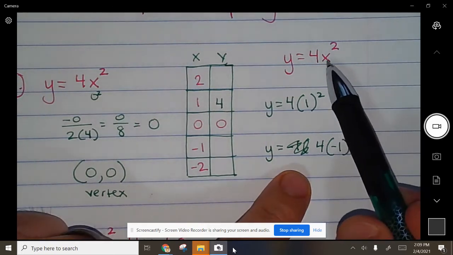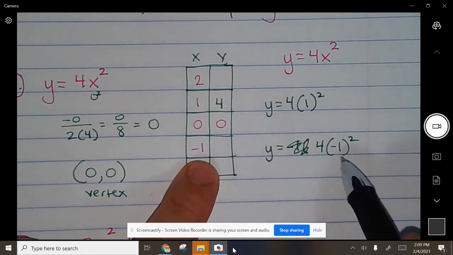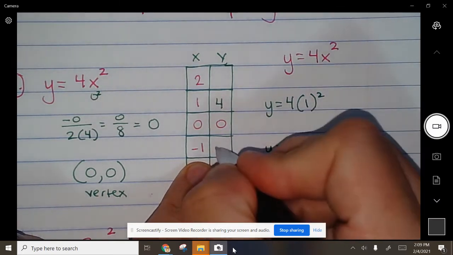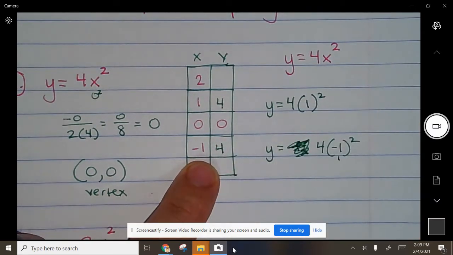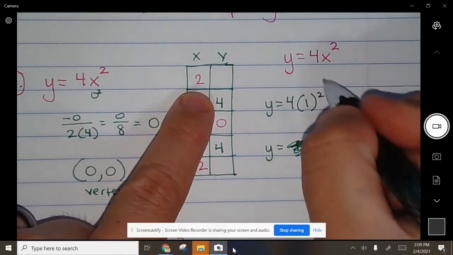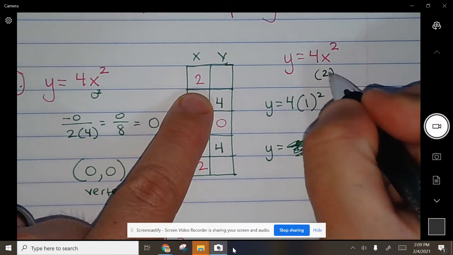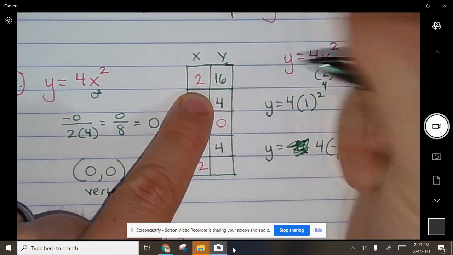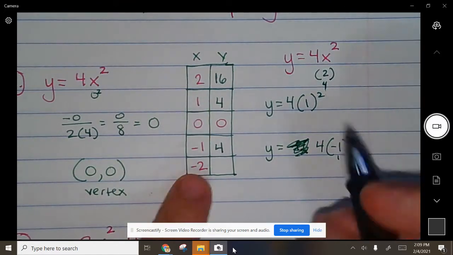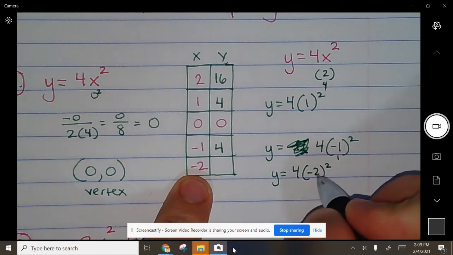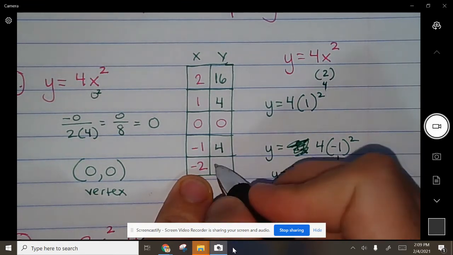Again, we're plugging in the x. We know what the x is here. Negative 1 squared is 1. 1 times 4, 4. All right. What about these bottom ones? What if I plug in 2 here? All right. If 2's here, 2 squared is 4. 4 times 4, 16. Negative 2. Negative 2 squared is still going to be 4. Negative 2 times negative 2. 4 times 4 is 16.